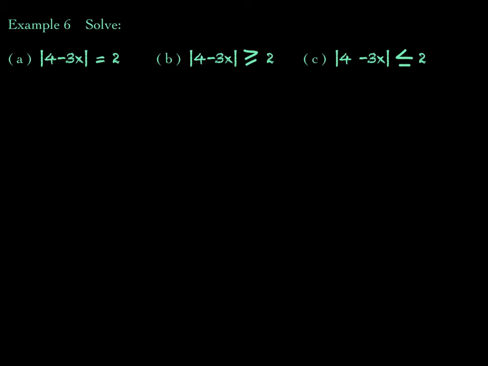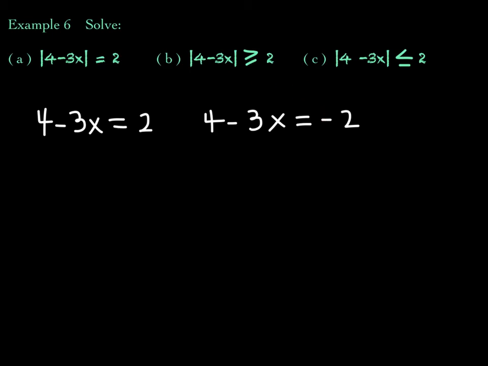For part A, I'm going to take my expression inside the absolute value symbols, set it equal to 2, and then also set it equal to -2, because the absolute value of a number or an expression is defined to be the distance from 0. The only way that the absolute value of this expression, 4 minus 3x, is equal to 2 units, in other words, the only way the distance of this expression from 0 is 2 units, is if this expression is exactly 2 units away, or it's the opposite of that, -2, right?